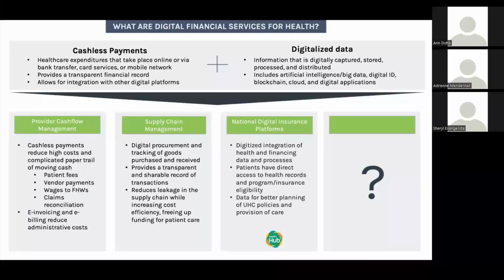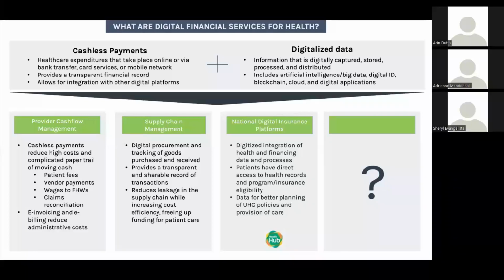Again, B, C, D, and E. As these products are being moved, we know that money is changing hands. So we want to be able to provide a transparent, shareable record of all transactions so that we can reduce leakage in the supply chain and increase cost efficiency, which then frees up funding for what it's truly intended for, which is patient care.